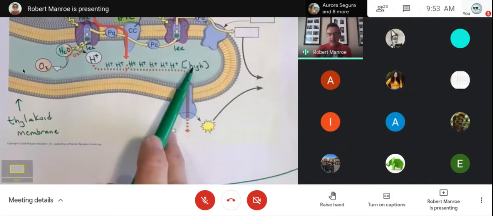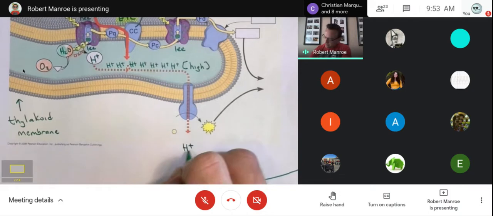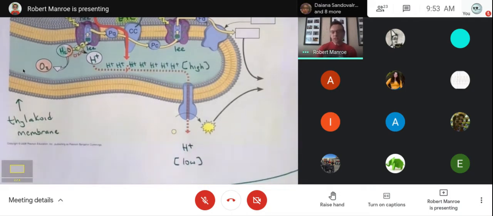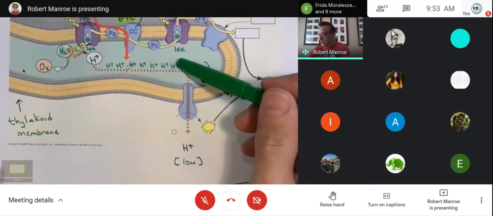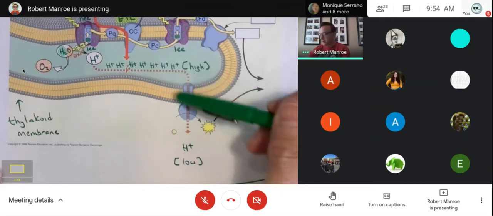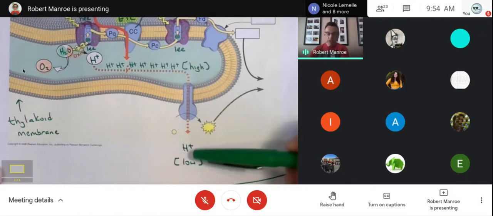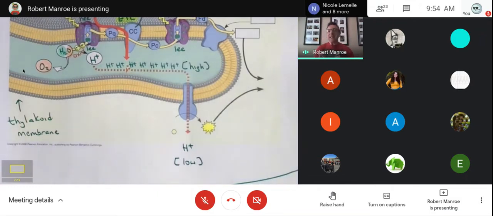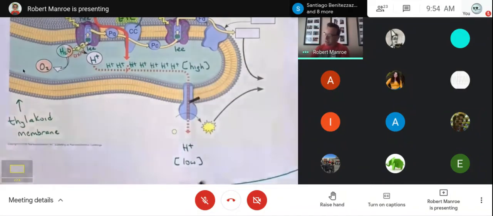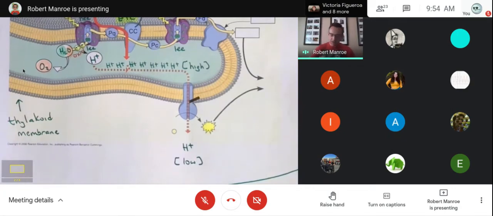There is a high concentration of protons in here. You have a low concentration of protons here. So these protons are then going to flow through this enzyme. As these protons flow through this enzyme from high concentration to low, we call that process chemiosmosis. This process of the protons right here moving from high concentration to low is chemiosmosis.